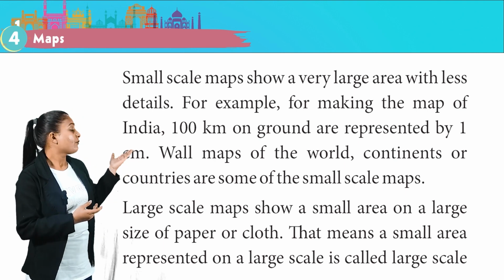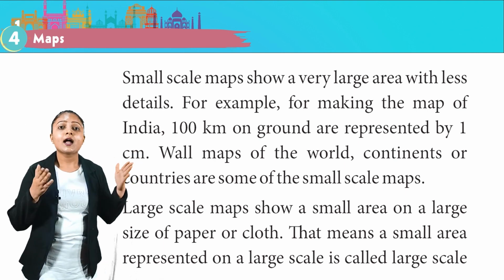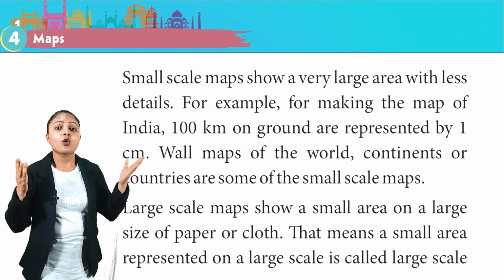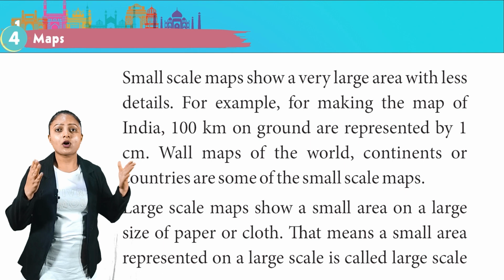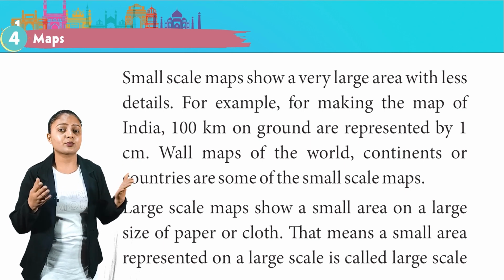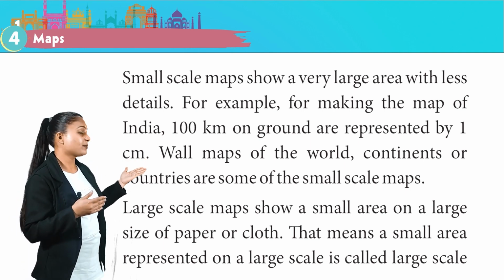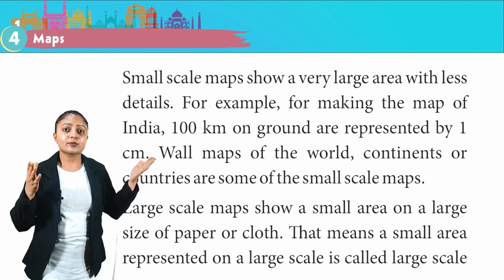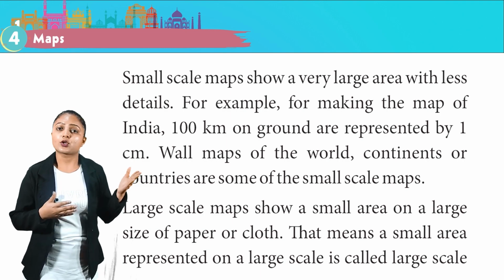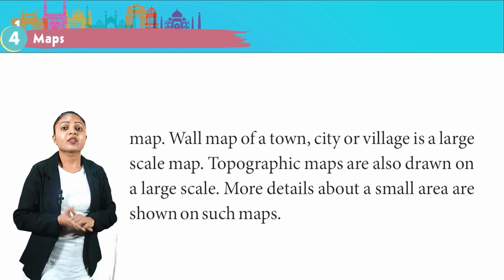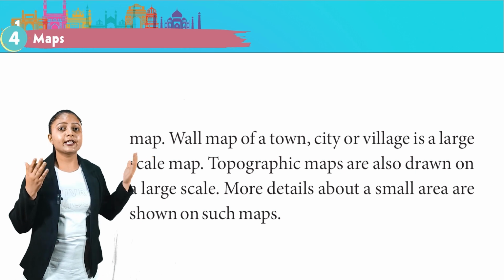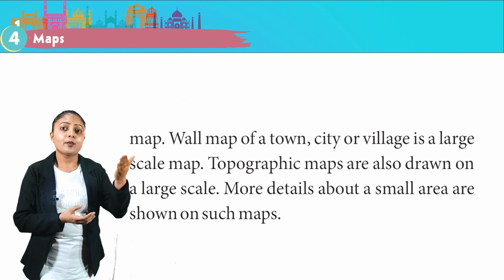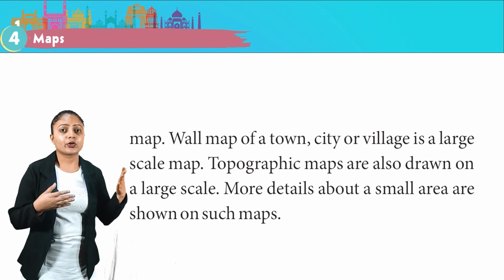For example, for making the map of India, 100 km on ground is represented by 1 centimeter. Wall maps of the world, continents or countries are some of the small scale maps. Large scale maps show a small area on a large size of paper or cloth. That means a small area represented on a large scale is called a large scale map. A wall map of a town, city or village is a large scale map. Topographic maps are also drawn on a large scale. More details about a small area are shown on such a map.